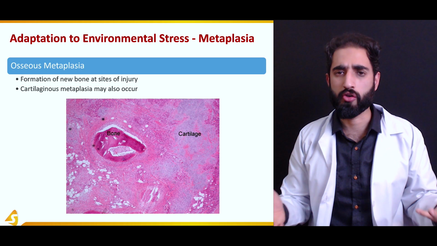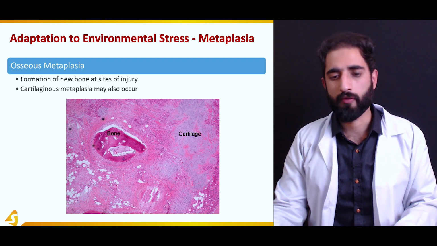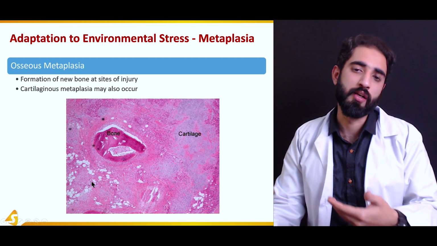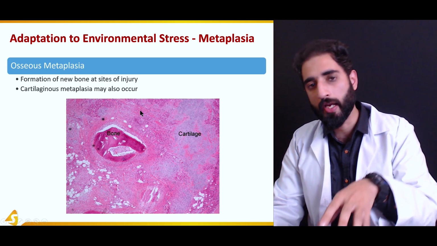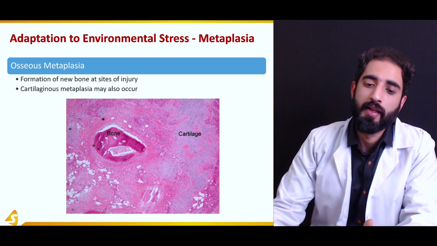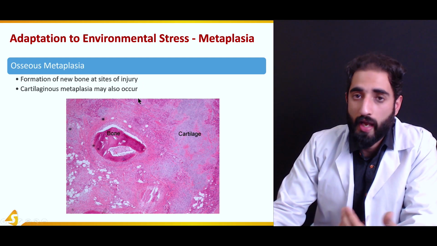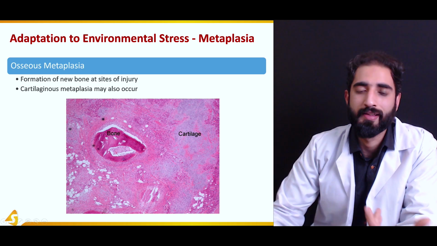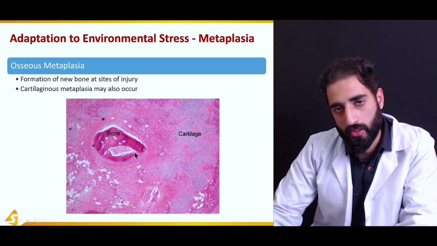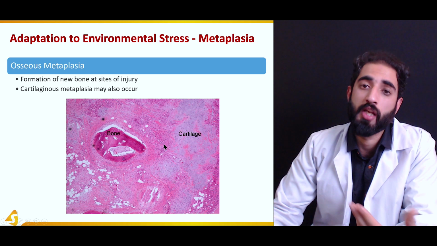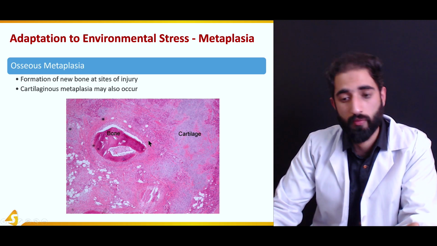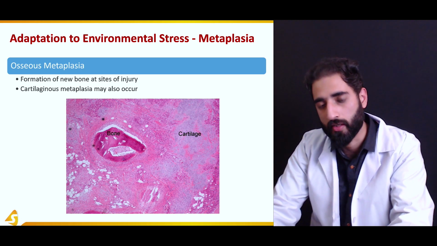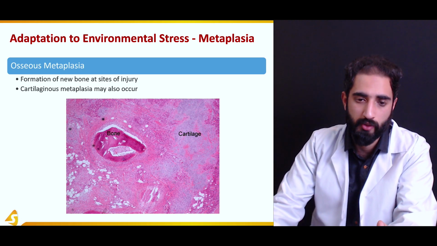Now there is osseous metaplasia. For example, there's a soft tissue here, and then there is formation of new bone at the site of injury, and that site did not have bone before, but now it is replaced by bony tissue. So this is osseous metaplasia. Sometimes cartilaginous metaplasia may also occur, in which there would be cartilage in a site where there wasn't cartilage before.